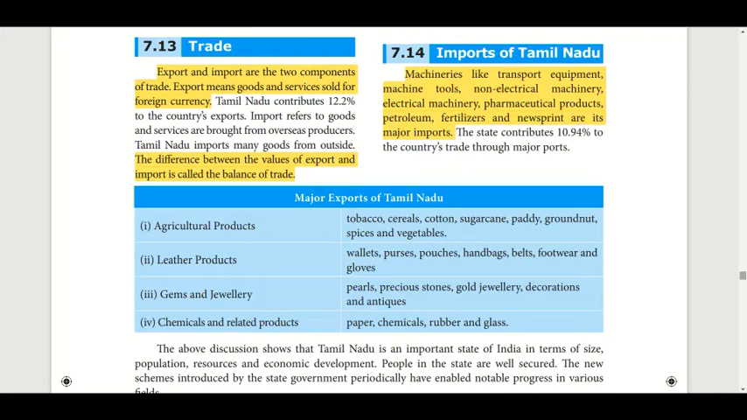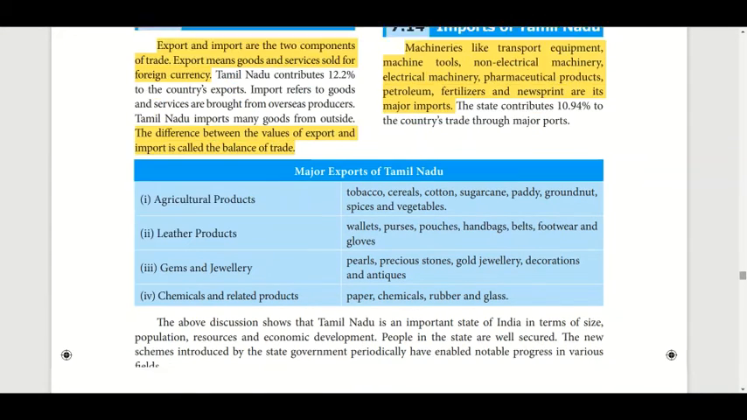Then exports, major exports of Tamil Nadu. Leather products, you can say wallets, purses, pouches, handbags, etc. Then gems and jewelry, pearls, precious stones, gold jewelry, decorations, etc. Then chemicals and related products, paper, chemicals, rubber and glass. So these are major exports of Tamil Nadu.